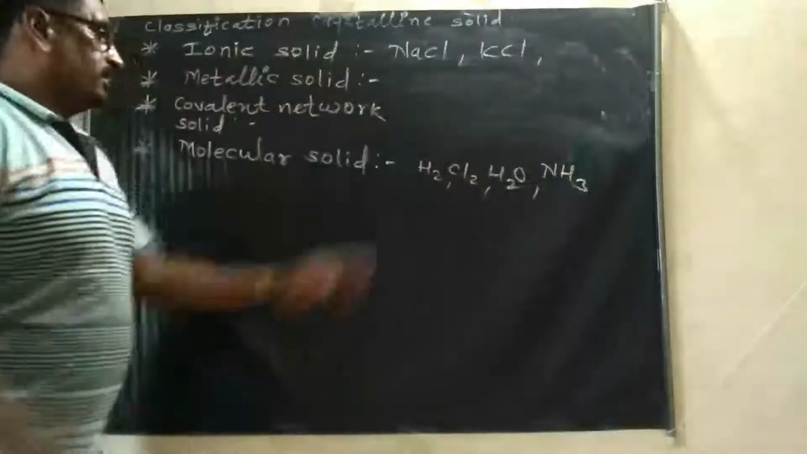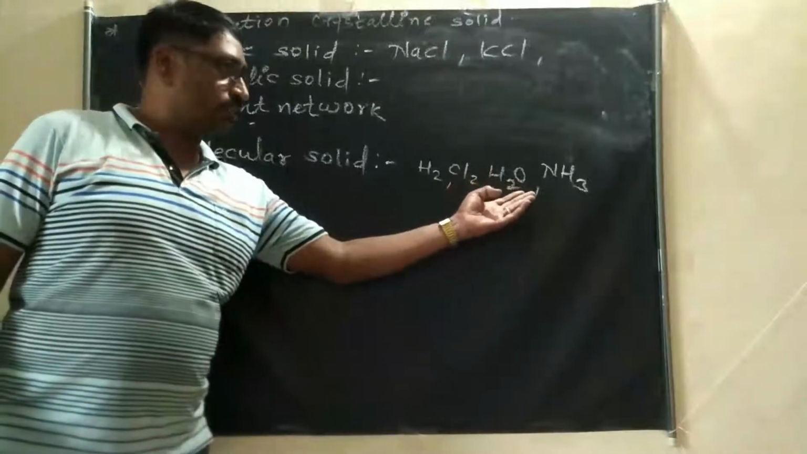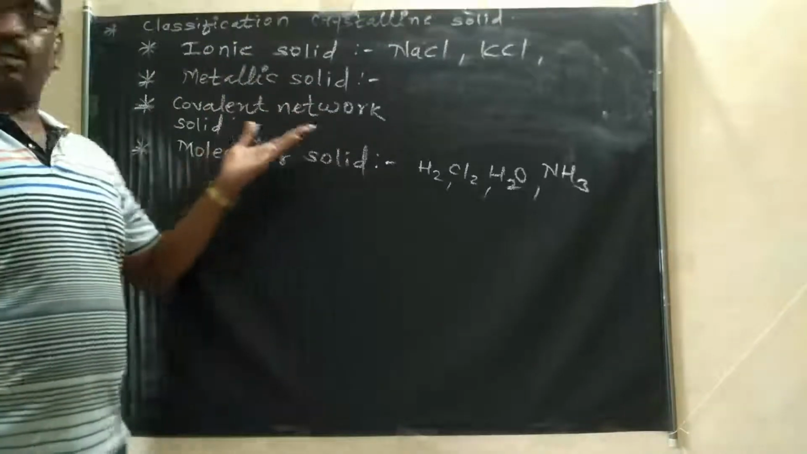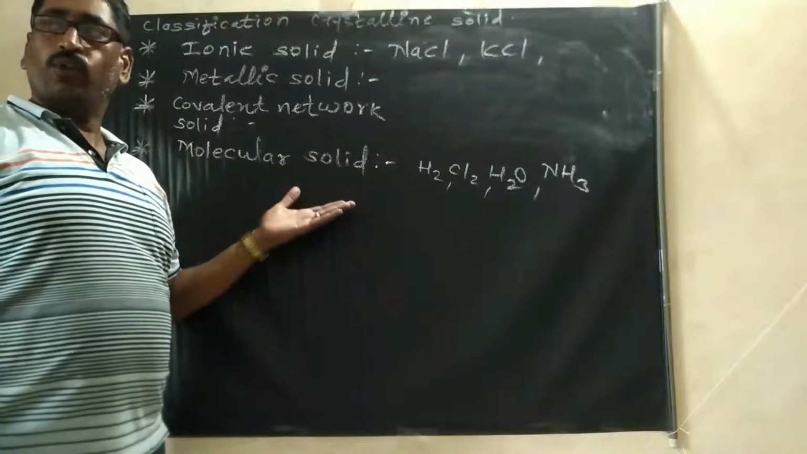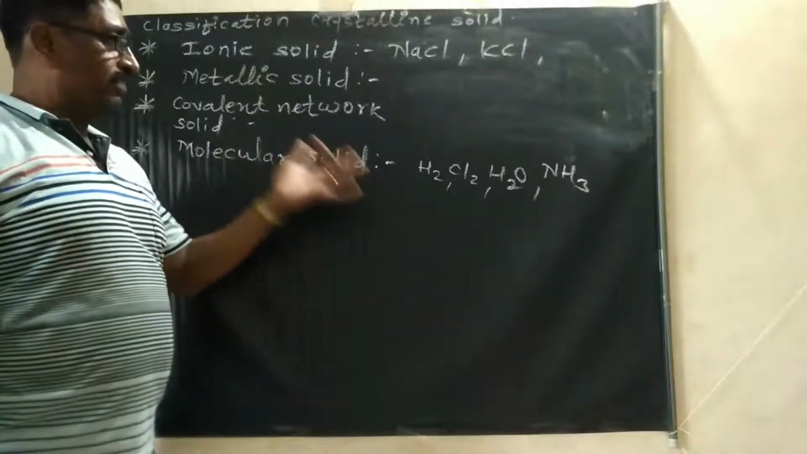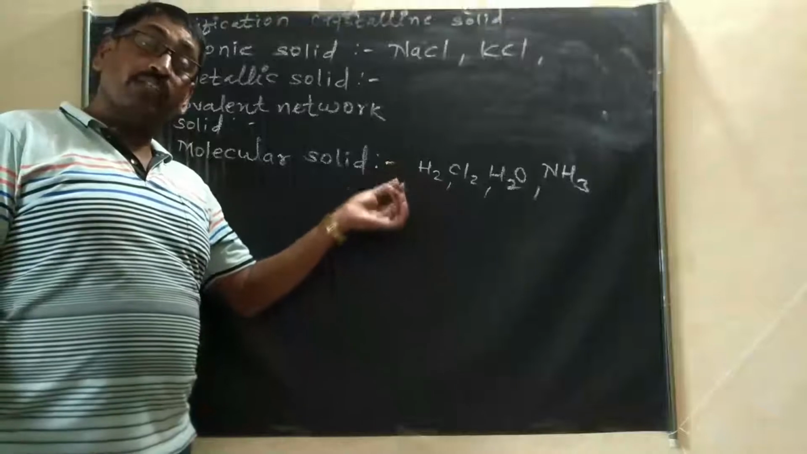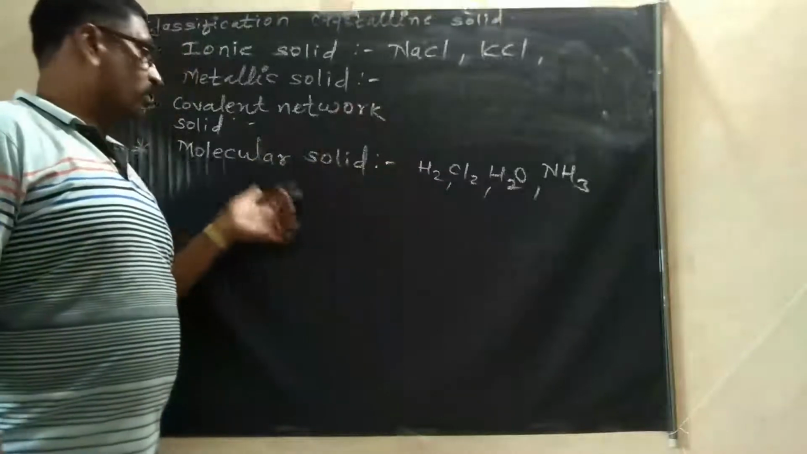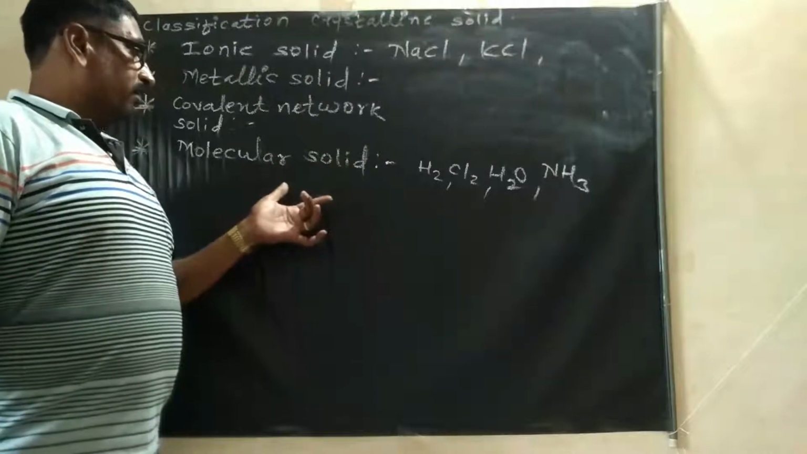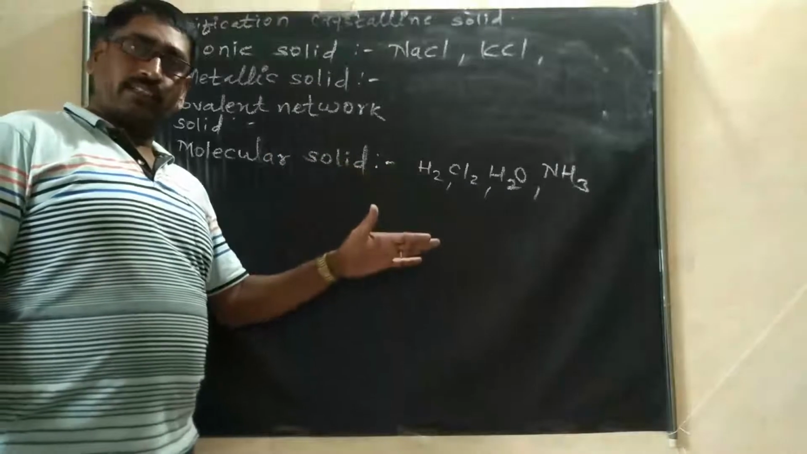They are in the gaseous state also, in the liquid state also, and the vapor state also. When they solidify, they form a molecular solid. Therefore, in a molecular solid, again we have discussed that covalent bonds are present within the molecules. In molecular solids, there are different types of bonds present.